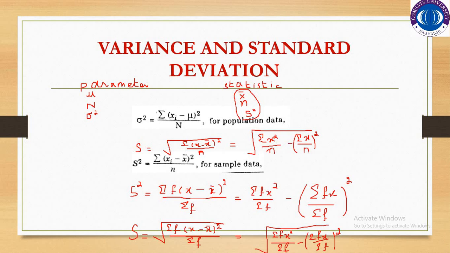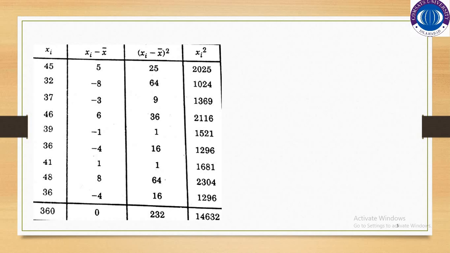But why are we using variance and standard deviation? Standard deviation is only the positive square root of the variance. So now let us take this numerical example. These are the marks of 9 students in an exam, and we denote it with xi: 45, 32, 37, 46, 39. Keep in mind that variance and standard deviation are absolute measures of dispersion. If they are absolute measures of dispersion, it means they involve units in them.